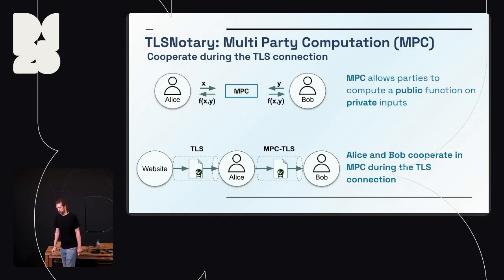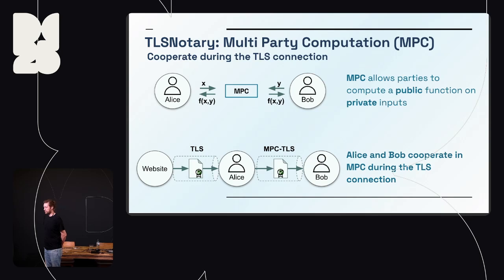TLSNotary uses an entirely cryptographic approach to this problem, and that is multi-party computation. Multi-party computation is when you have two parties, or even several parties, and each of them has some sort of secret input, and they want to compute a function on these secret inputs. Like Alice has an input X, Bob has input Y. These should remain private during and after the computation, and you compute a function on them, and the output should be public, or maybe only returned to one of the parties or a subset. That's also possible.